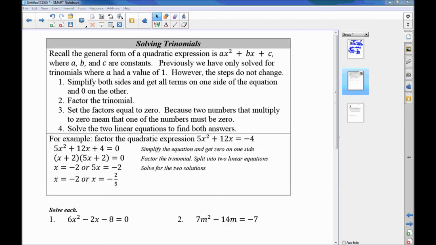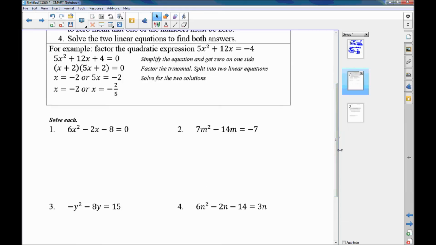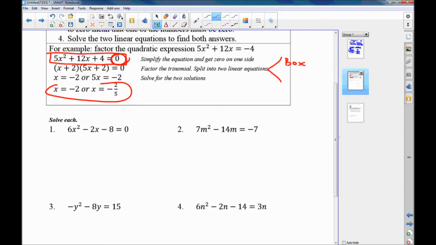Example here, so I get everything equal to 0, so I have 5x squared plus 12x plus 4 equals 0, and this equals 0 part is very important. All right, and then we factor the left side. So here we're going to factor this, split it into two linear equations, and we'll probably use our box method to help us. Okay, and then we'll solve each one of those separately. So x equals -2, or 5x equals -2, and then x is -2/5. And then we get our two answers here.